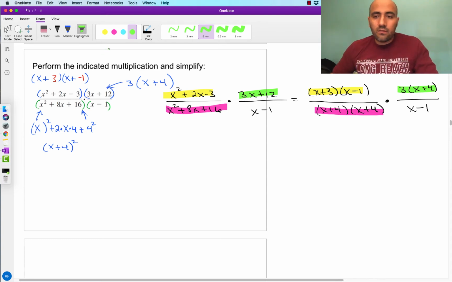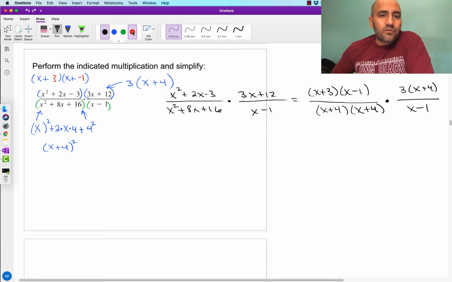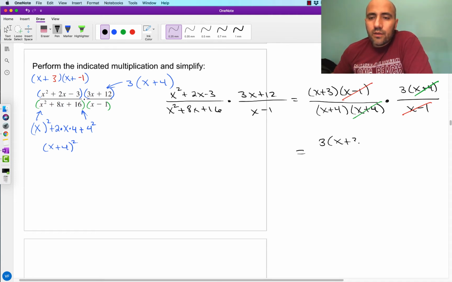So let me get rid of all these things. Kind of messy. So now we can actually reduce. So this will cancel with that one, and one of these will cancel with that one. And so what we have left over is this term times that term. So it'll be 3 times x plus 3 divided by, in the denominator, we only have that one left over, x plus 4.